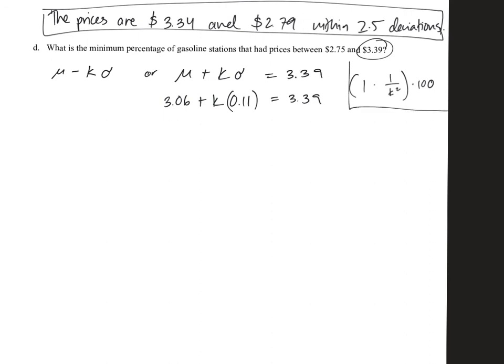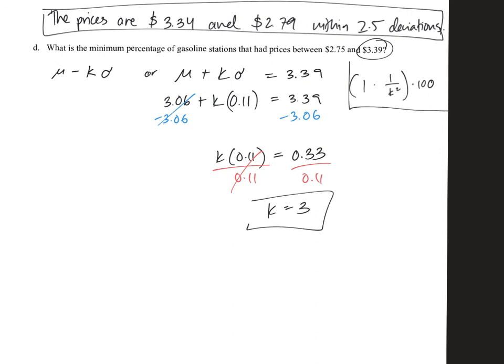To solve for K, we'll subtract 3.06 from both sides. Then we get K times 0.11 equals 0.33. Dividing both sides by 0.11, we have that K equals 3. So awesome, now we have found K. And once again, you could have done it using the other version, which you would have set equal to 2.75 and filled in your mu and your sigma values. We find out that K equals 3.